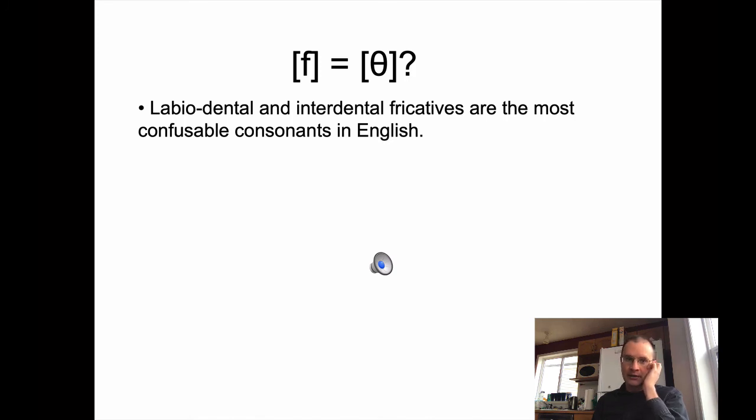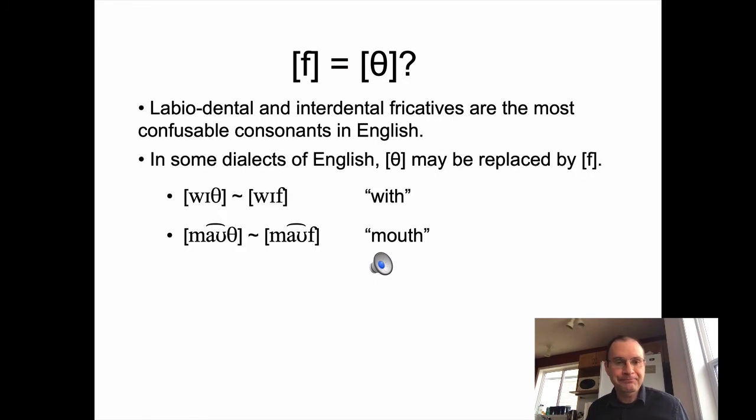Yeah, so be that as it may, there is an interesting phonological phenomenon that we observe in English: not only perceptually are labiodental and interdental fricatives the most confusable consonants in English, but there's some varieties of English which sort of replace the theta, at least in word final position or syllable final position, with a labiodental. Some examples like mouth going to mouf or with going to wif, so on and so forth.